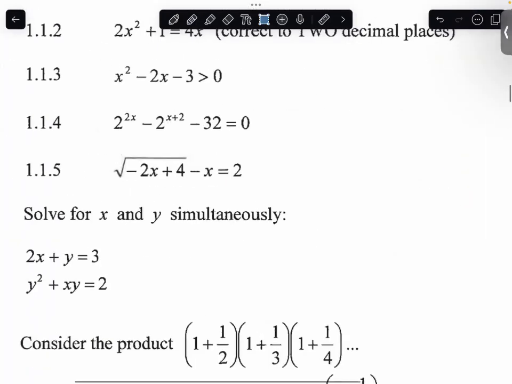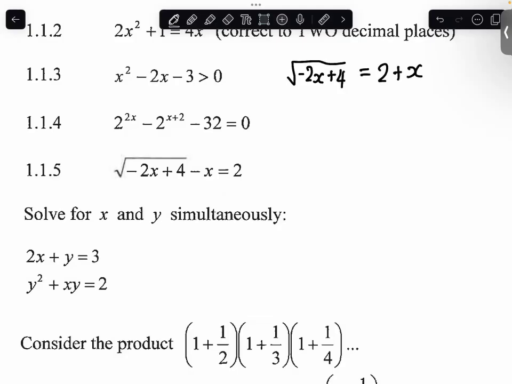Right, next. 1.1.5 is a surd question. You need to make sure that the surd is alone on one side of the equal sign before you do anything else. This is the square root of minus 2x plus 4 is equal to 2 plus x. Take this x over just so that the surd is alone on one side of the equals sign. Once you have the surd alone, you're going to square both sides.